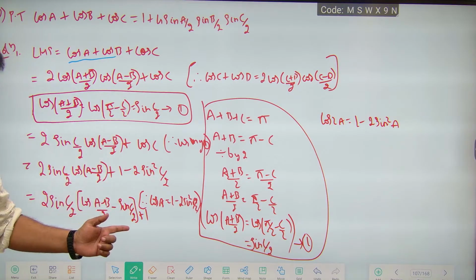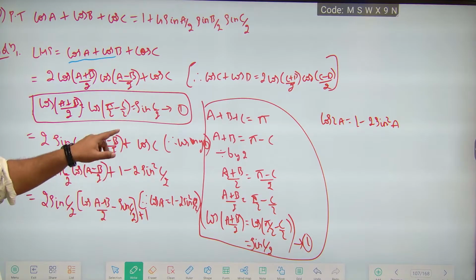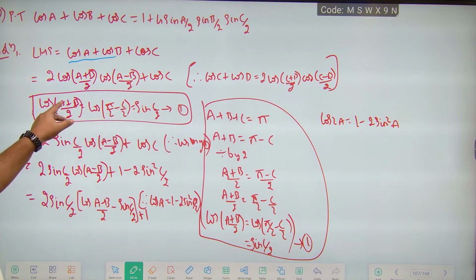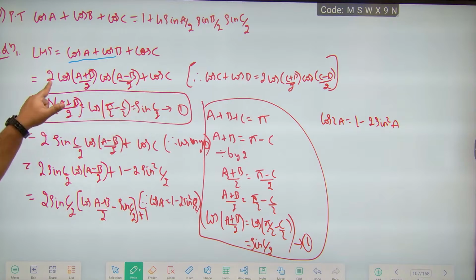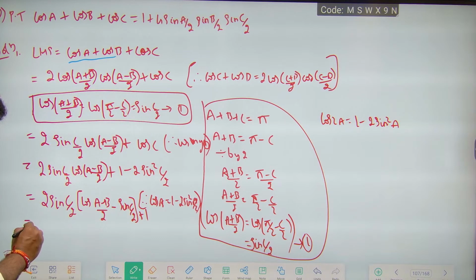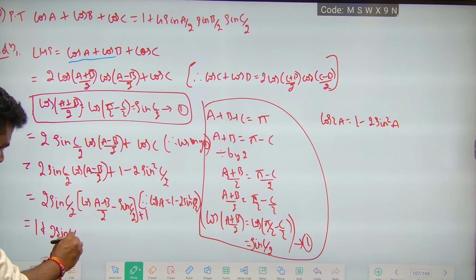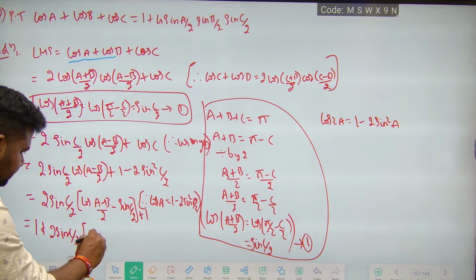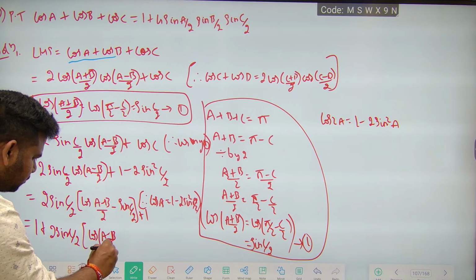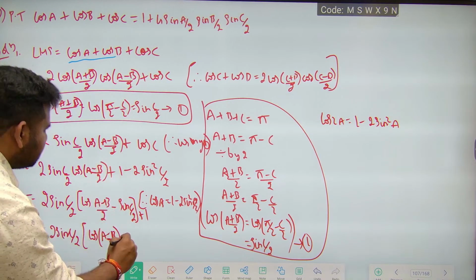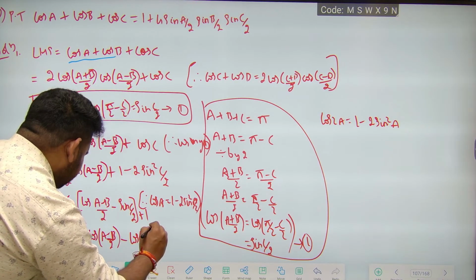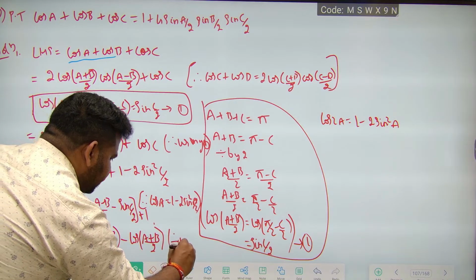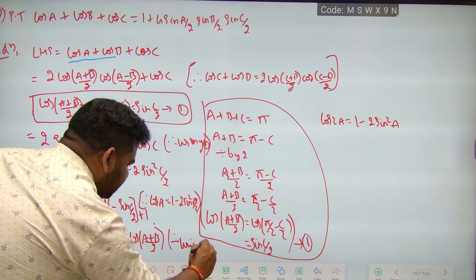Now what I can do here is, if I can write sin c by 2 as cos of a plus b by 2, the reverse is also true. So instead of writing sin c by 2, I can write it as cos of a plus b by 2. So this will become 1 plus 2 sin c by 2 into cos of a minus b by 2 minus cos of a plus b by 2. Therefore using the result 1, clear.